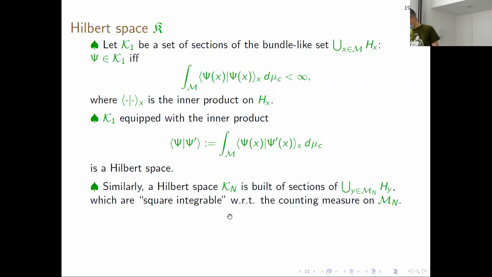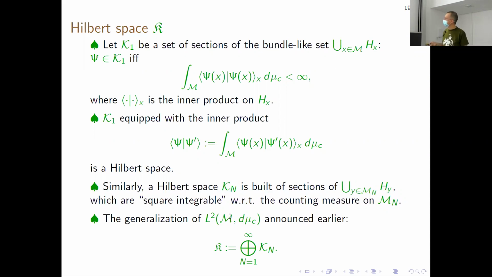And the other Hilbert spaces Kn can be built using sections of similar unions, which are in similar sense square integrable with respect to the counting measure on the manifold Mn. And again, I can define a large Hilbert space by means of this orthogonal sum. And this is the generalization of that space L squared, which was announced at the beginning of the talk.